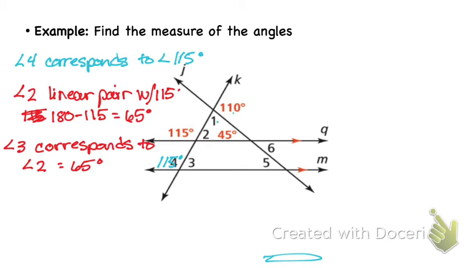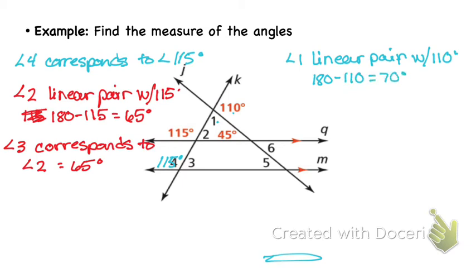Angle 1 is a linear pair, so that means it's supplementary with 110. So 180 minus 110 equals 70 degrees is angle 1. Okay, well, 6 is vertical. Angle 6 equals 45 because of vertical angles.